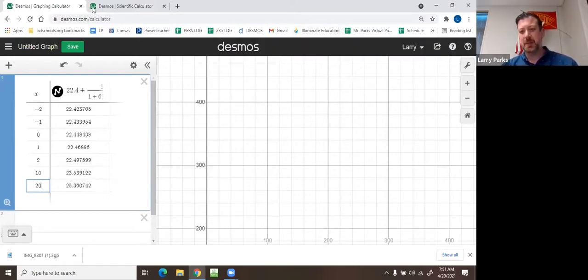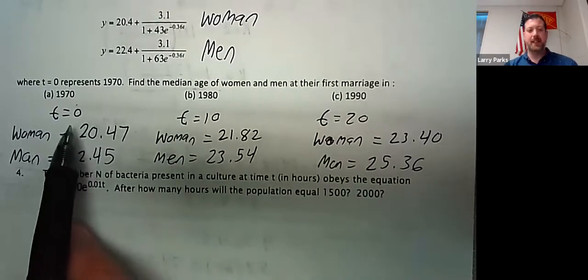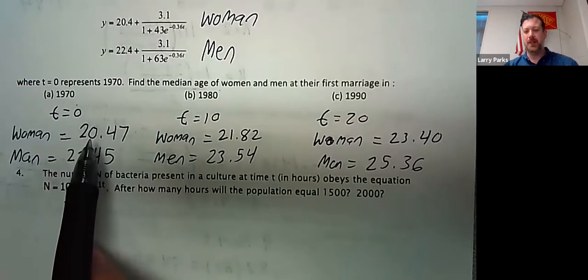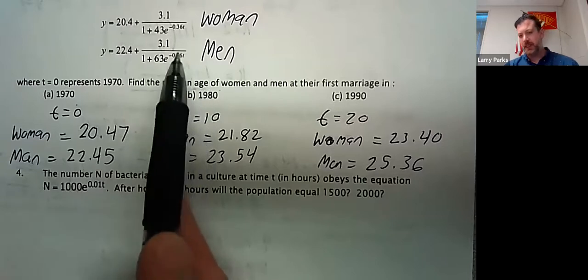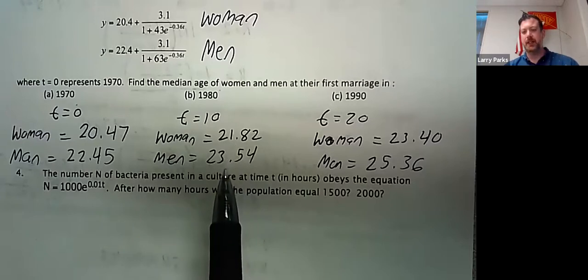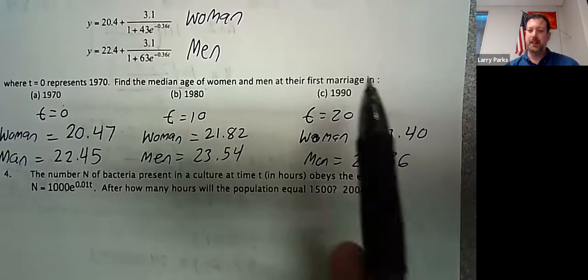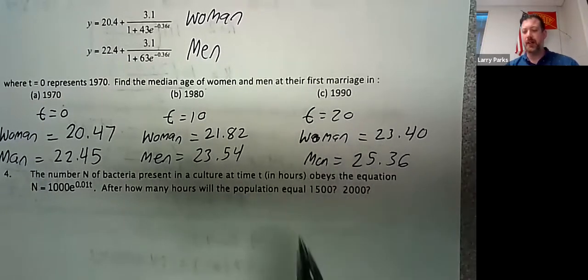I think it's a lot easier to plug in that way versus writing down every single equation. Now here's what I have. In 1970, the median age of women was around 20, and for men, 22. 10 years later, according to this equation, the median age for women was 21, for men, 23. And then 1990, it would be 23 and 25.